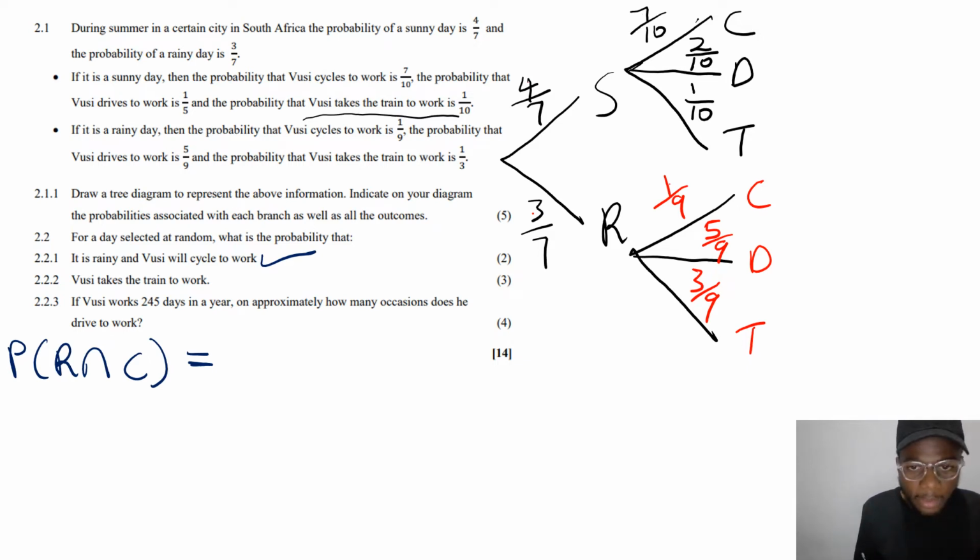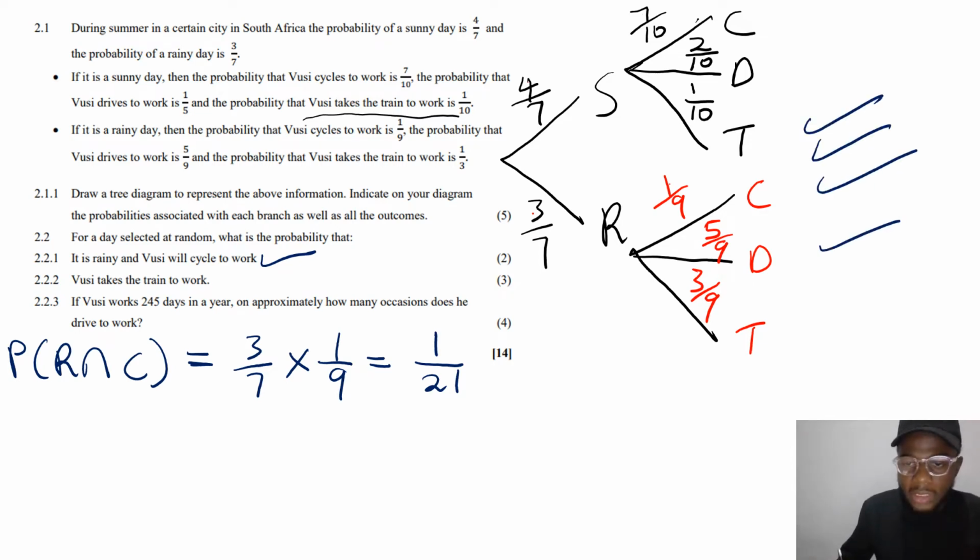Okay, the probability of a rainy day, we can see there, is 3/7 multiplied by, if he cycles on a rainy day, 1/9. Then this will give us 1/21. Don't forget, drawing the tree diagram has 5 marks, and answering this question is 2 marks. Let's go to the next question.